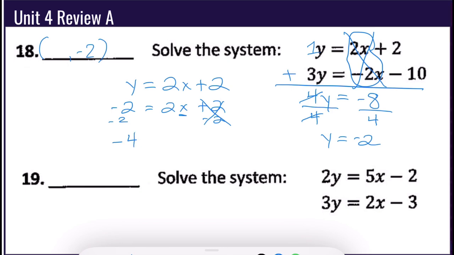So that's a negative 4 equals 2x. Now I'm going to divide by 2 on both sides, and I get x equals negative 2. So in this situation, both x and y are negative 2's.